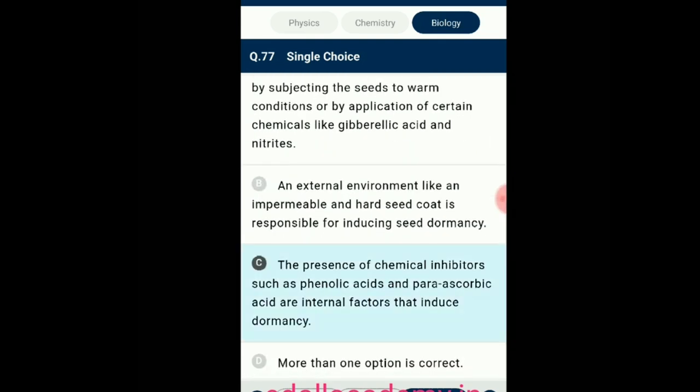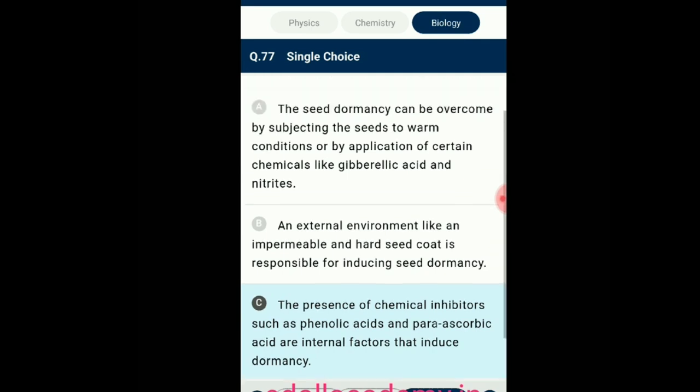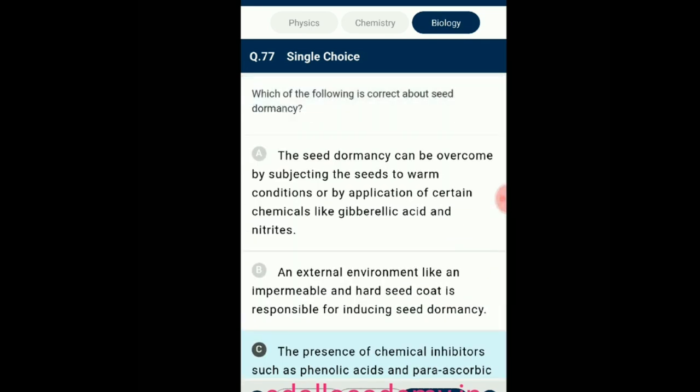The presence of chemical inhibitors such as phenolic acids and para-ascorbic acid are internal factors that induce dormancy. So that is the correct statement about dormancy.